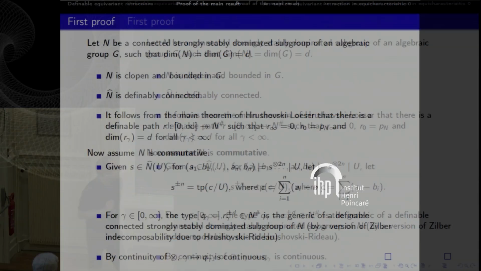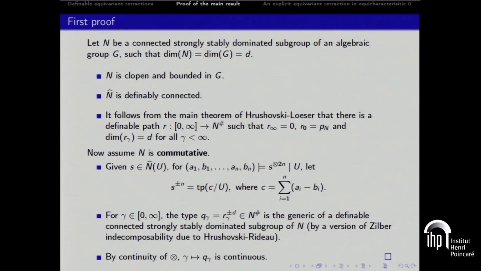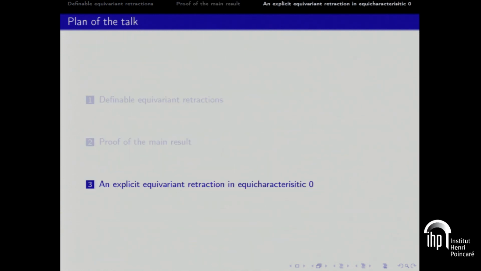First proof. Okay. Now the second proof is completely different. It doesn't use the retraction theorem by Hrushovski and Loeser. It only uses continuity of the tensor product, apart from more basic machinery. Okay, so an explicit one in equicharacteristic 0. It also gives something which one can still do for non-commutative groups. So that's why it's maybe also interesting.